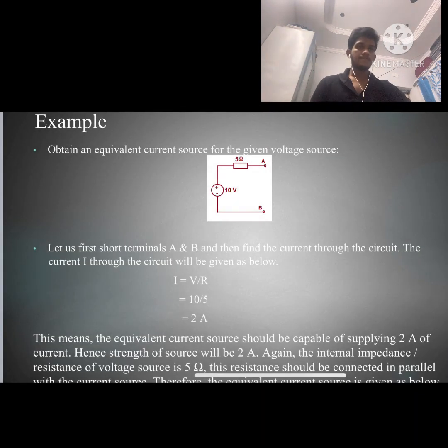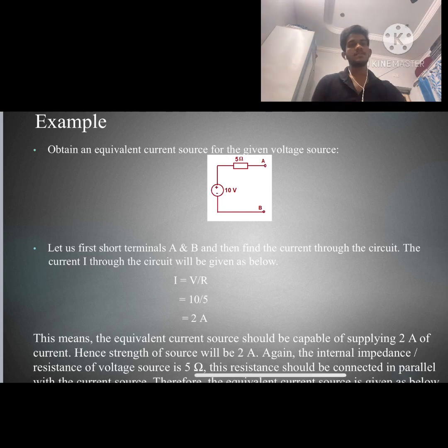Another example. Obtain an equivalent current source for the given voltage source. Let us first short terminals A and B and then find the current through the circuit. The current I through the circuit will be given as below. I equal to V by R, V equal to 10 and R equal to 5.